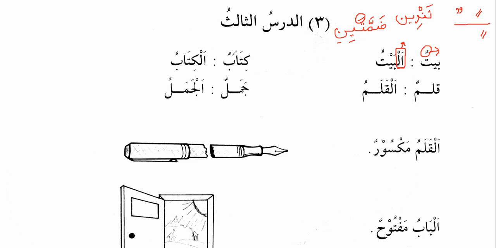Kitabun, it is nakirah. Why? How do you know? What is the sign? The dhammatain, double dhammas. The tanween. Even if I say tanween, tanween means double haraka. So any noun having a double haraka means it is nakirah. So whenever I say it is tanween, you know that it is nakirah carrying a double haraka. It can either be dhammatain, fathatain or kasratain.